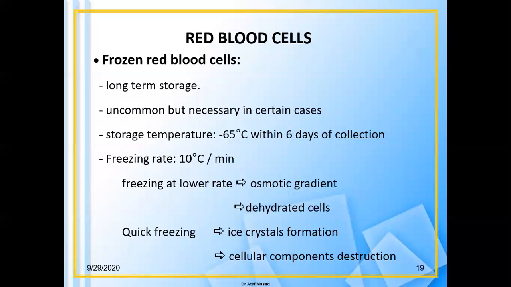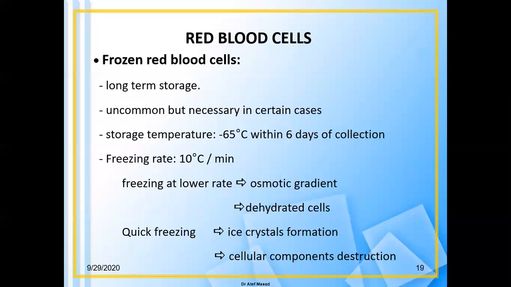Then another type of RBCs that can be used is the frozen red blood cells. So we can use fresh blood or we can use frozen red blood cells. This type of cells is not used in a wide ratio, but it can be used if there is a need for rare red blood cells. Frozen red blood cells mean long-term storage. So we can store RBCs for a long time until the need of use.